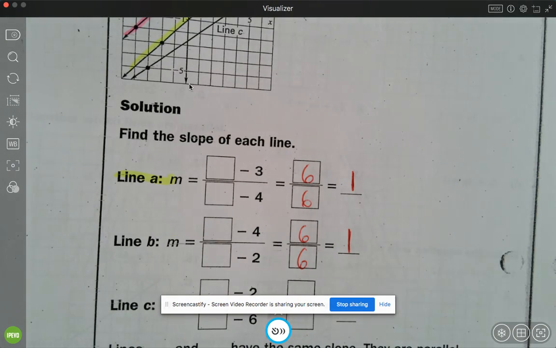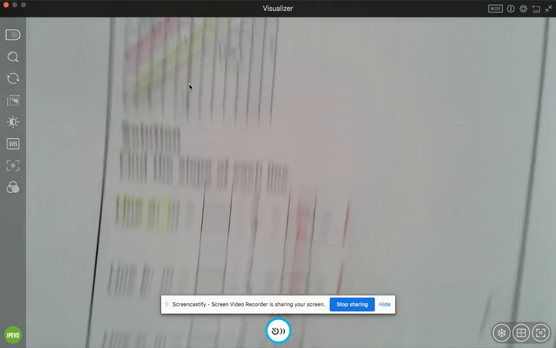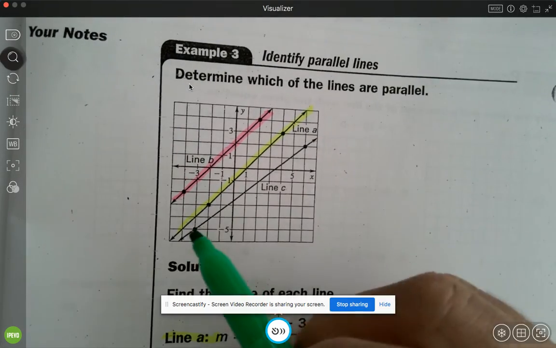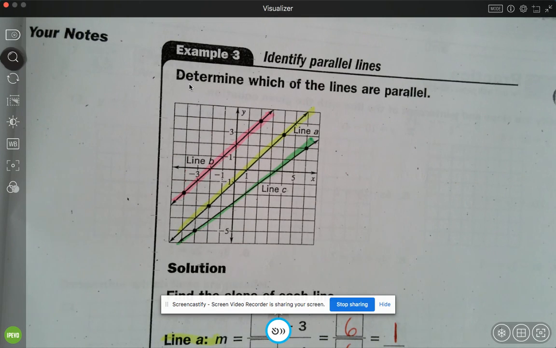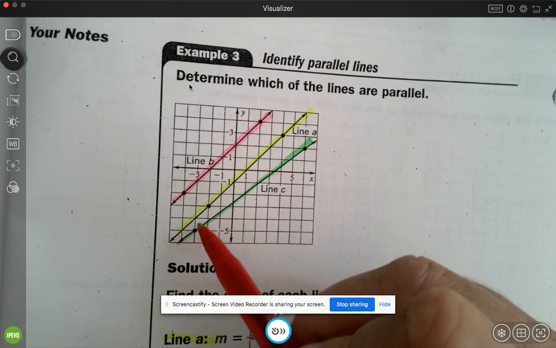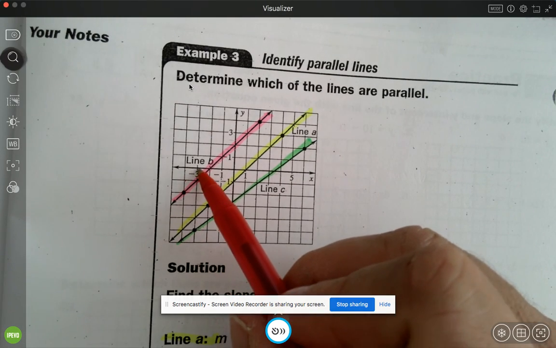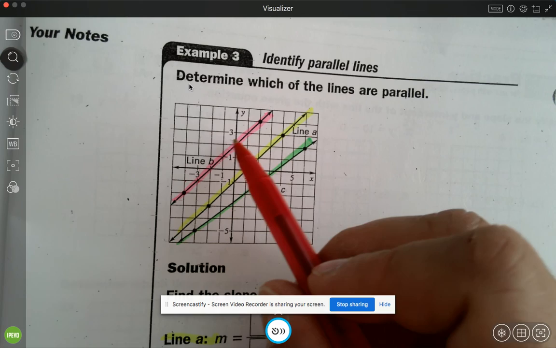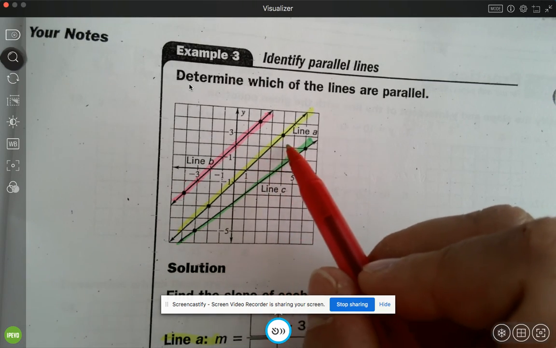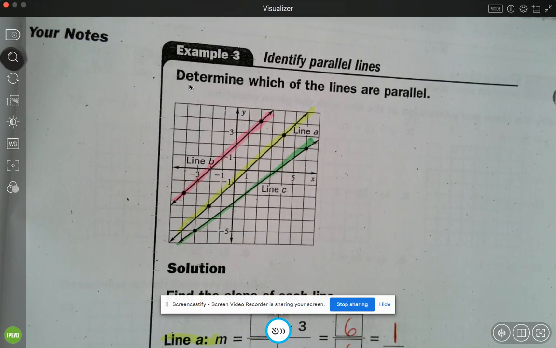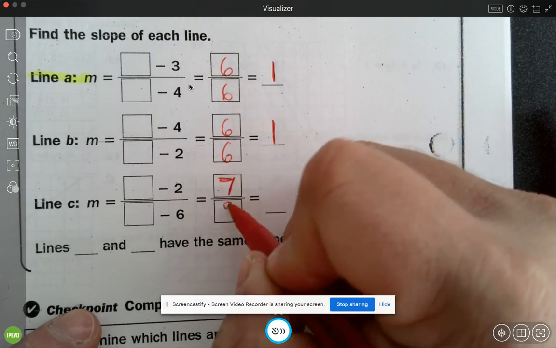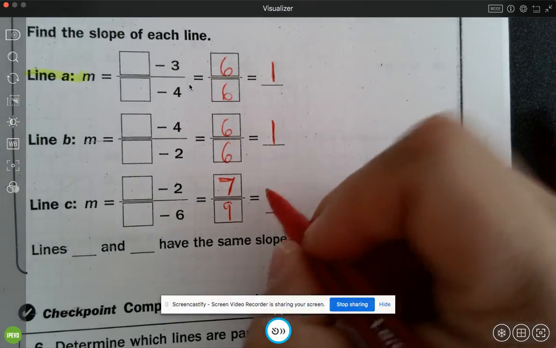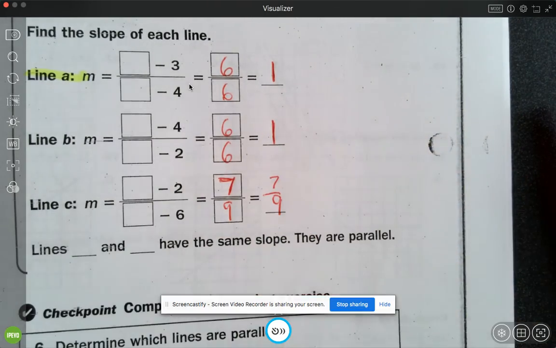And then I'll do line C. I'll highlight that one in green. Get the slope for this one here. So that slope, I'll go counting from here, rise over run. 1, 2, 3, 4, 5, 6, 7 over 1, 2, 3, 4, 5, 6, 7, 8, 9. So I think this one comes out to 7/9. So now looking at their slopes, which can't be reduced, so it's just 7/9.